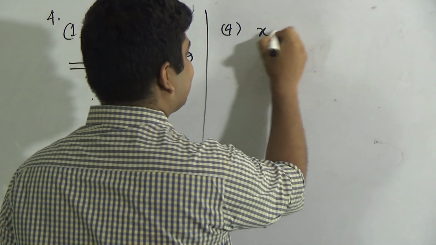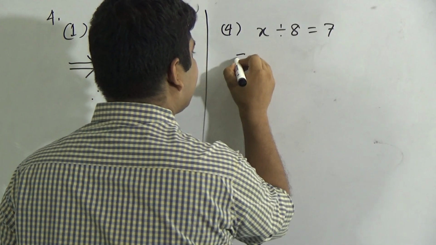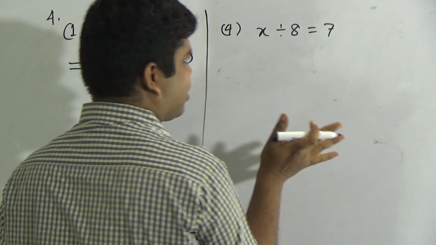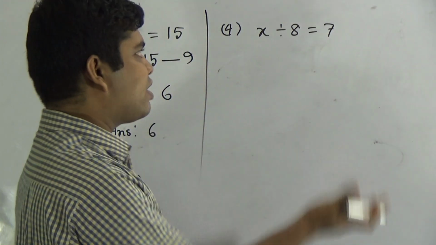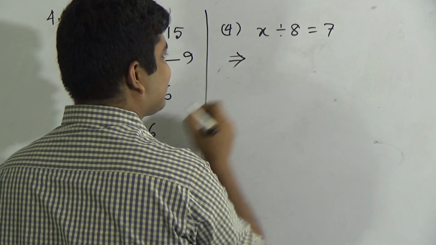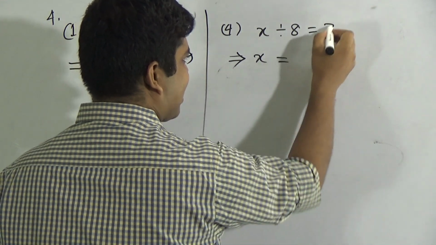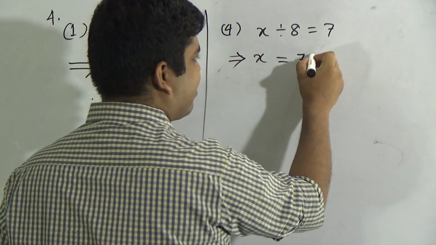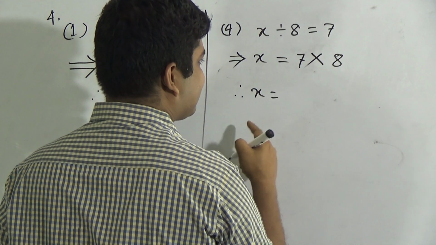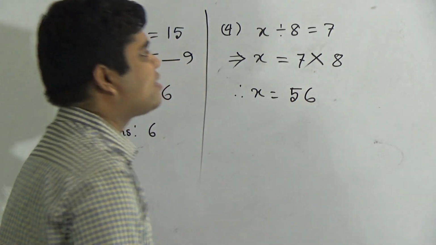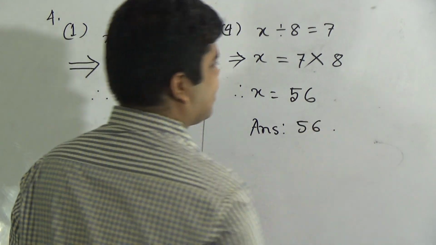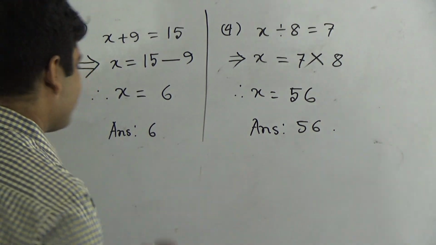The question is x divided by 8 equal to 7. We need the value of x only. So the division by 8 changes its position. When it changes its position, that means it goes to the right hand side and it will be multiplication. So here we write the word sign, and x is here, the equal sign, this 7 is written here, and this division sign will be a multiply sign and it will be 8. So therefore x equal to 7 eights are 56, and this 56 is the answer of this question. So write 56.